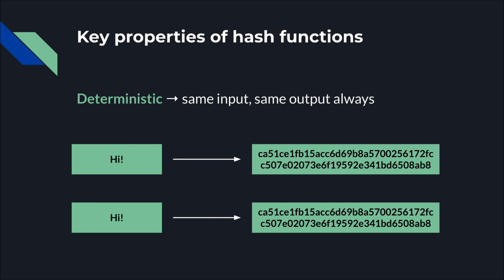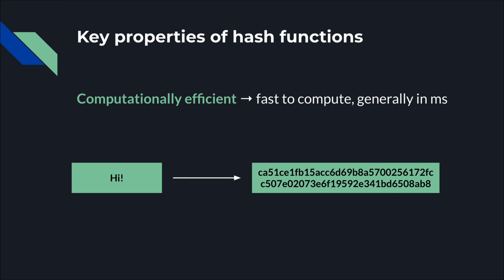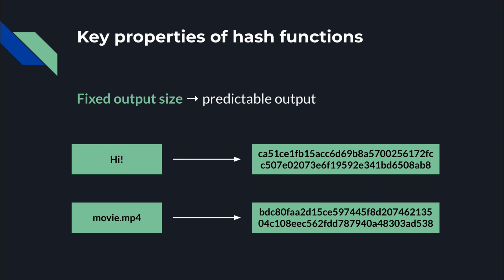These hash functions are deterministic. They'll always give you the same output for a given input. They are also computationally efficient. It only takes a few milliseconds to convert a string of text into a hash. The output size is fixed. No matter the size of the input file, you'll always get a fixed length hash as the output.